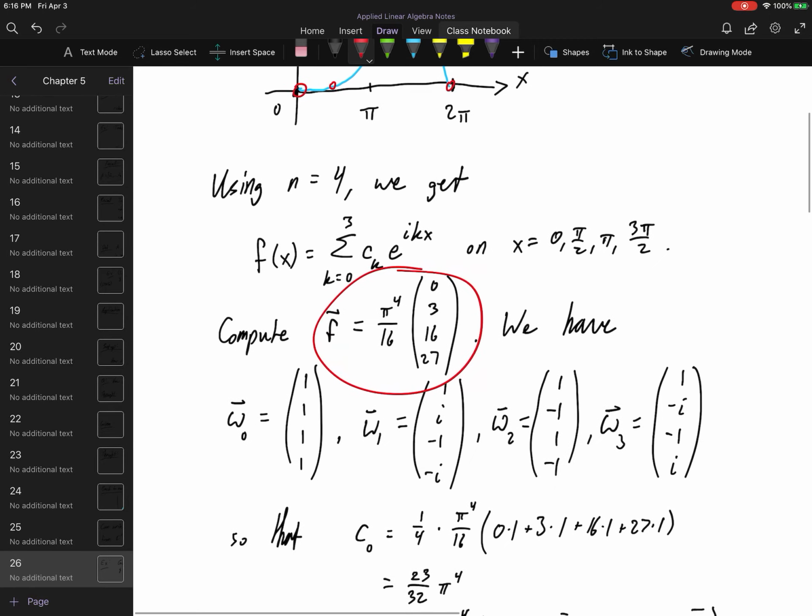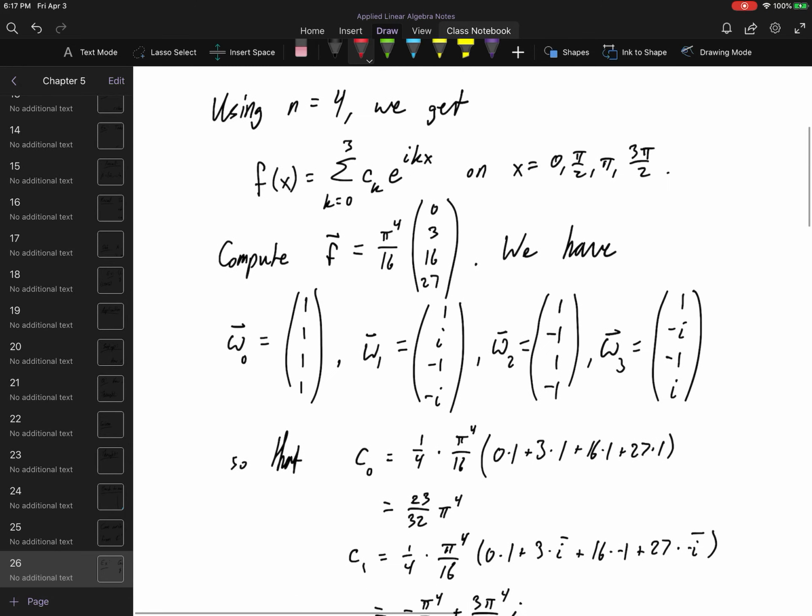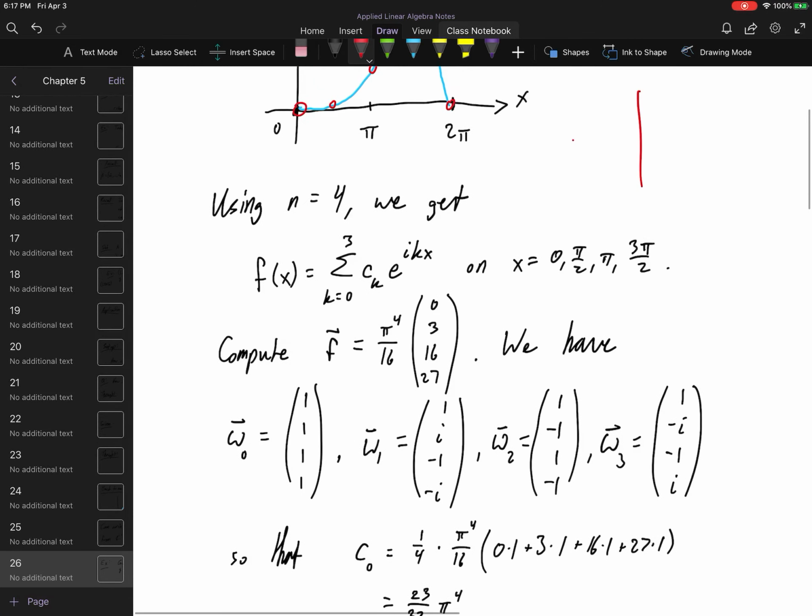And when we do, we wind up with this sample vector. I scaled it for our convenience. You can plug these in very quickly. All we're doing is using these 4 points in that function upstairs. So the first row is a 0. For the second row, I'm plugging pi over 2 into this function. So it's pi over 2 cubed times 3 pi over 2. So there's a 3 pi to the 4th over 16, and so on. That's all I'm doing to get that f vector.